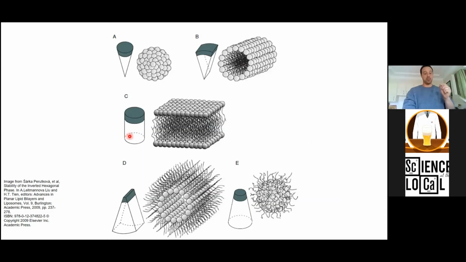And for cell membranes, overall, it needs to be more of a cylindrical shape. You can have these other shapes in there. You can have them squeezed in there, but overall, the majority of lipids need to have a more cylindrical shape in order to make that kind of cell membrane.